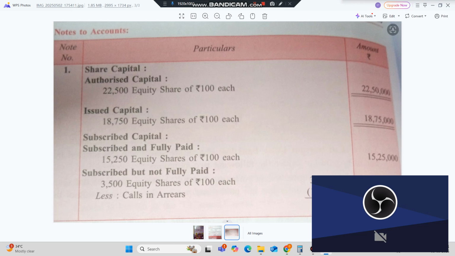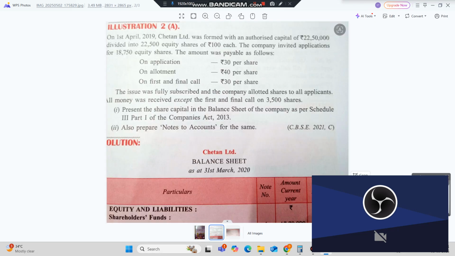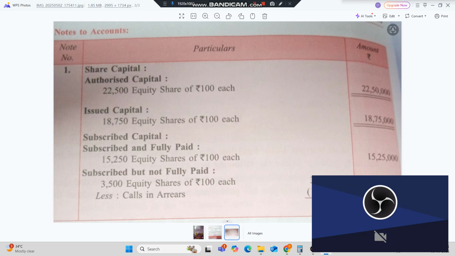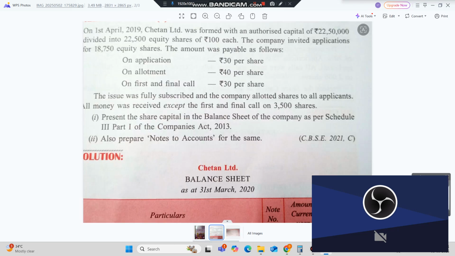Next is issued capital. Issued capital is what the company has decided to issue, right? The company invited applications for 18,750 equity shares, and each share is 100 rupees. So 18,750 into 100 is 18,75,000. So the authorized capital is very clear, and the issued capital is also very clear. From the statement we are able to understand and match it with the requirement.